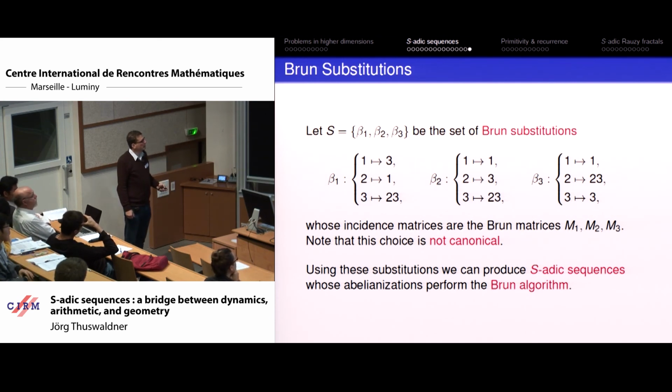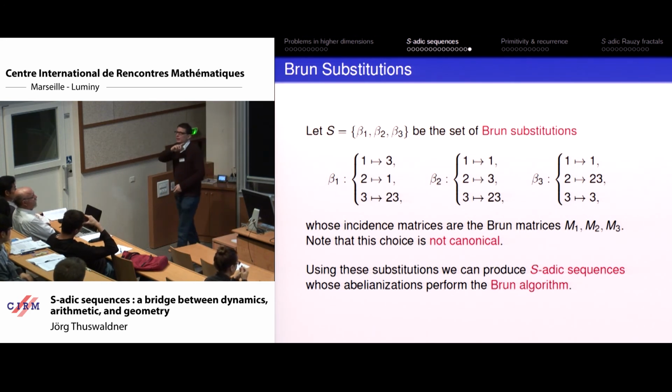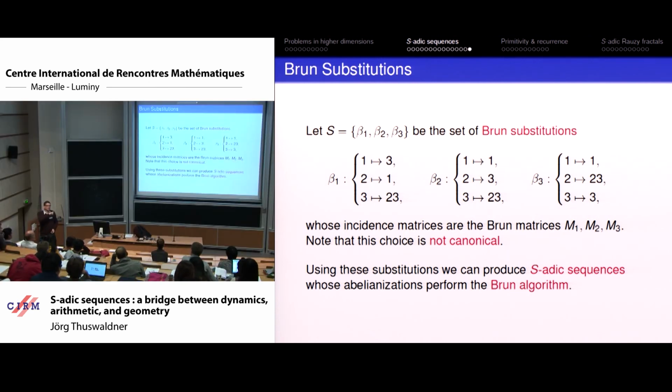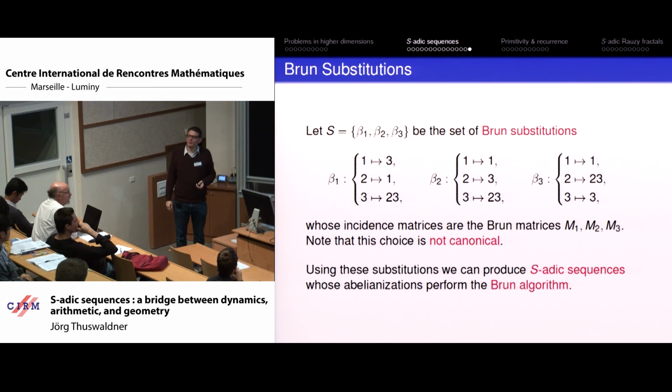So we can define S-adic sequences whose abelianizations perform the Brun algorithm. Those ones are needed to define the Rauzy fractals that give the arithmetic and geometric coding of the Weyl chamber flow, for instance. So you need to go to the deviation over the non-abelian case that gives you some nice objects called non-stationary Markov partitions that can be used in order to code the Weyl chamber flow. So it makes sense to make things more difficult than they are, to make things which are abelian, non-abelian, because it buys you something.